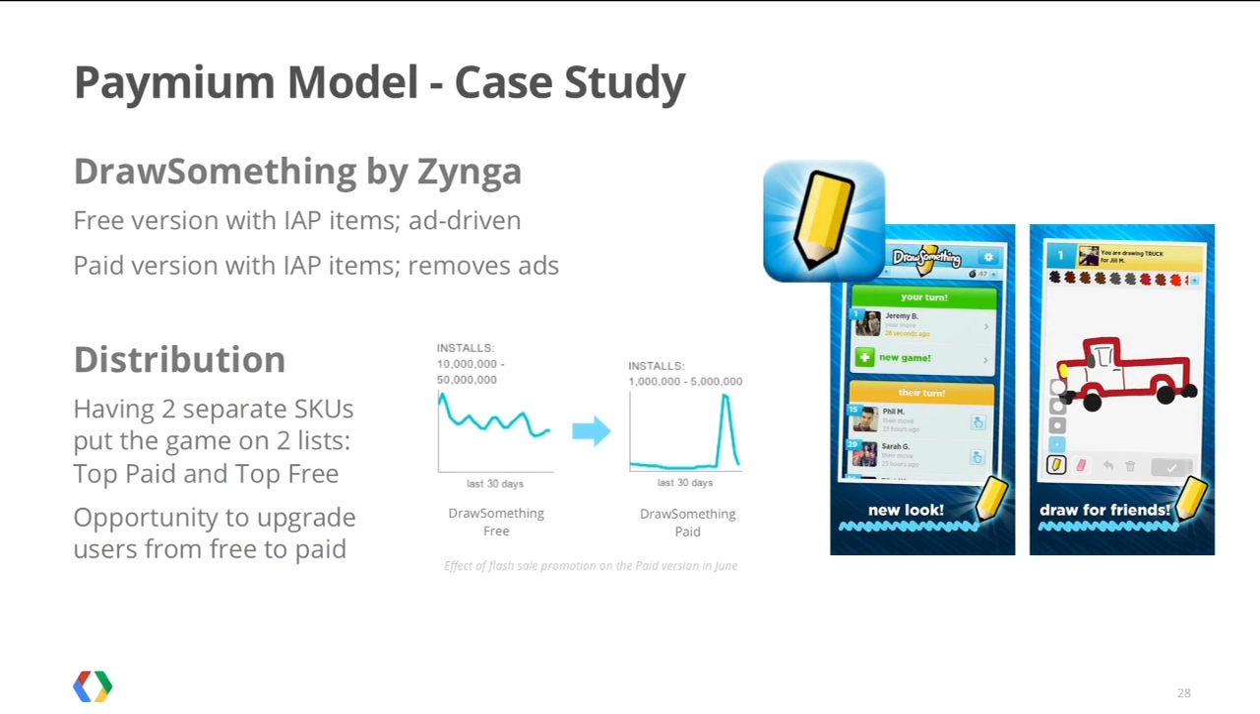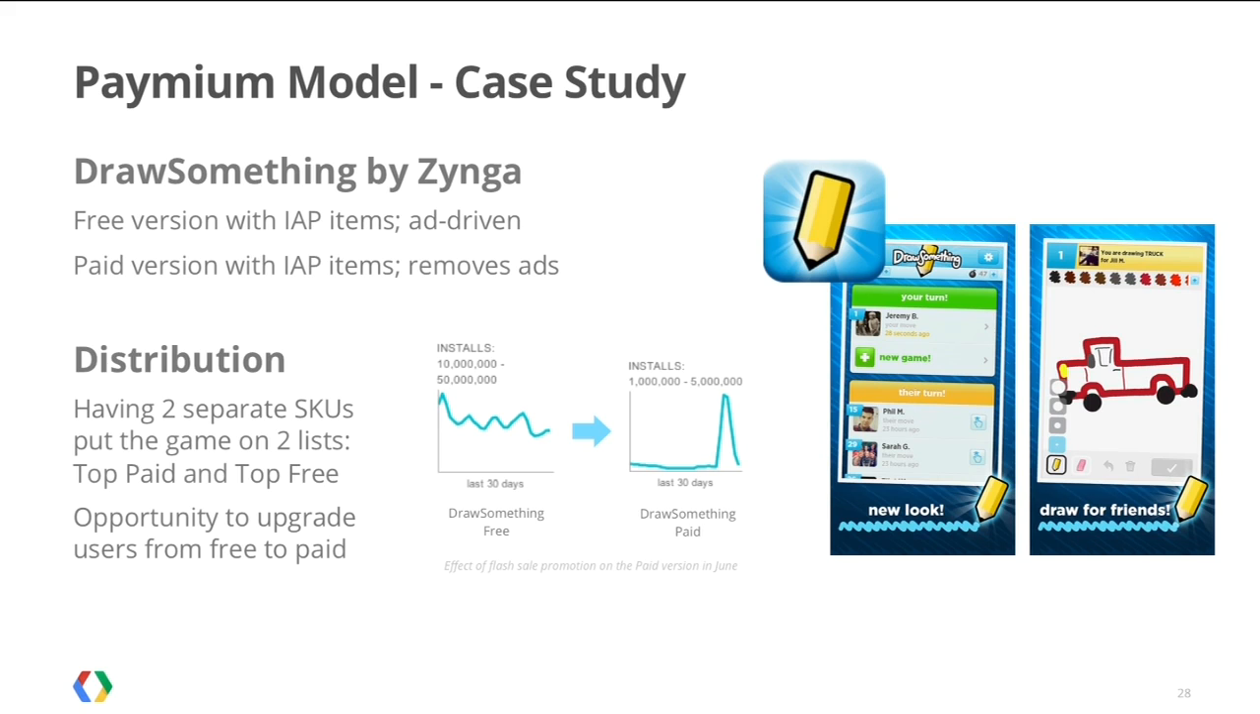So there are not actually many examples, but here's a very good one, which is Draw Something. I'm sure a lot of you are familiar with it, by Zynga. So Draw Something, there are two versions. The free version has in-app purchase items, which is ad-driven. There's also a paid version, $2.99 normally, with an in-app item, and that version removes the ads within the application.